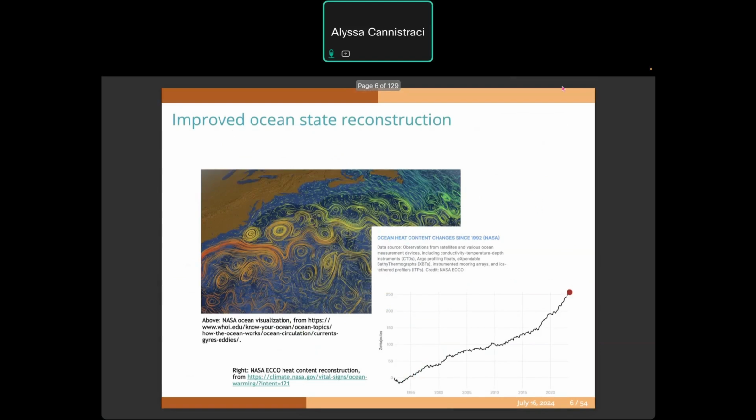We can also do improved ocean state reconstruction. This is probably really important for climate change. What I have here is a figure that reconstructed, from 1992 to present, the ocean heat content changes. This is a product of the NASA ECCO project. Specifically, we took observations from satellites and various ocean measurement devices, including things like CTDs and Argo floats. I understand you guys have heard about Argo floats by now. And we reconstructed what the ocean heat content is over time. You can really explicitly see that it has increased, and this is a really good indicator for things like climate change.